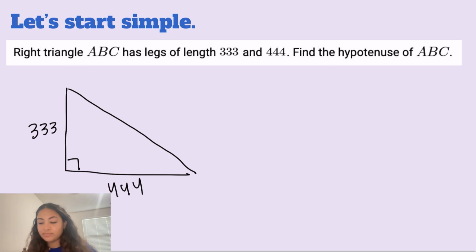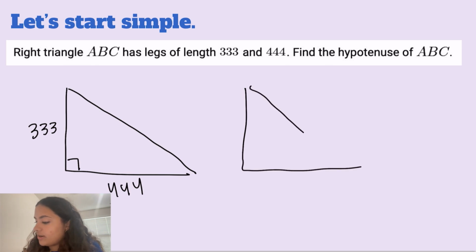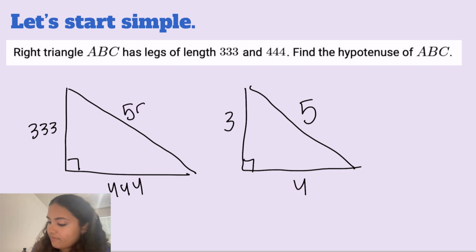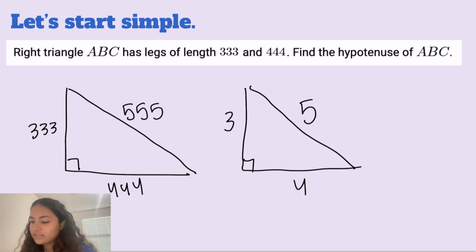And we can observe pretty easily that this is a scaled up version of a 3, 4, 5 right triangle. So we can see that the triangle in the problem is scaled up by a factor of 1. So that would make the hypotenuse of ABC 5. So 5 is our final answer.